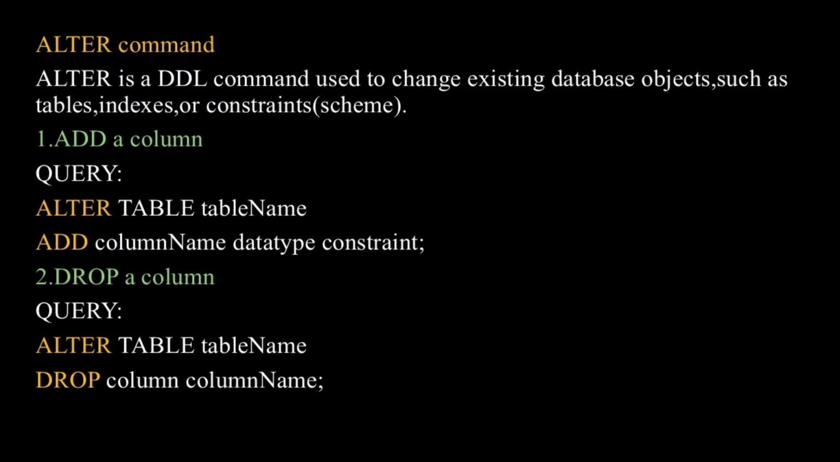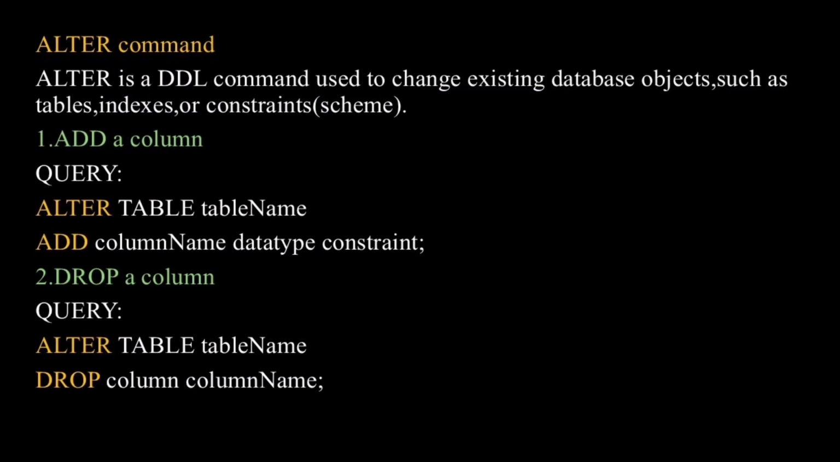Now there comes a requirement where I need to add one more column to this employee table. This addition of a column is done using the alter command. Similarly, if there is a requirement to change the column name from employee ID to ID, this change is also done using the alter command. So whenever we want to make any kind of changes to our database, we use the alter command.